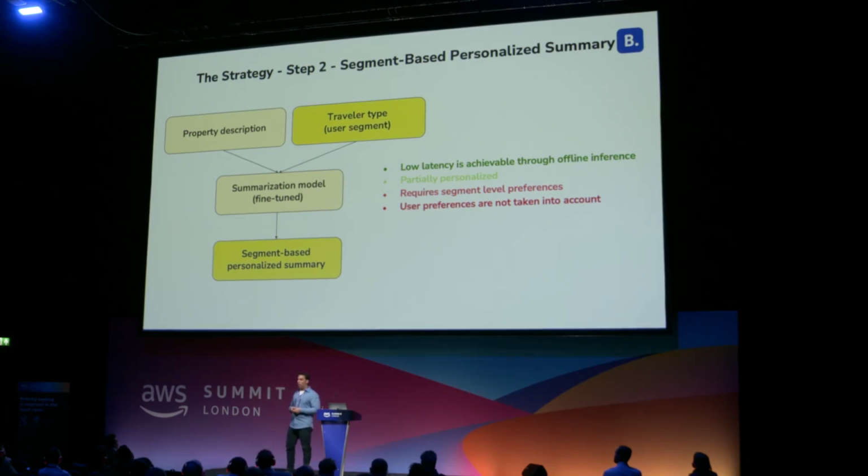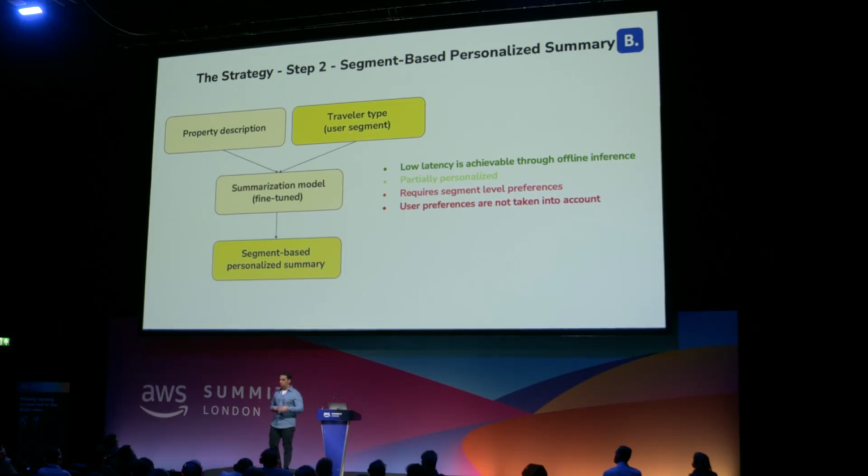This will also allow us to get some personalization in the summaries with still low latency, because we are going to do it for every property on a daily basis. We're going to generate summaries for all traveler types, which are limited, and we are going to serve it in production. But we need to collect data for that purpose.